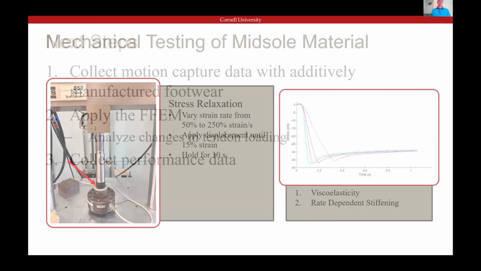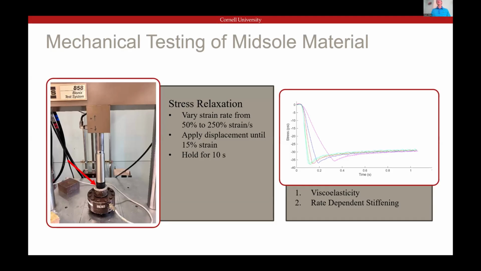So I'll just go back. To model this material, I applied a simple viscoelastic model to characterize this material, and it worked pretty well. So then this material model would now be inputted into the finite element model as the material property of our shoe.